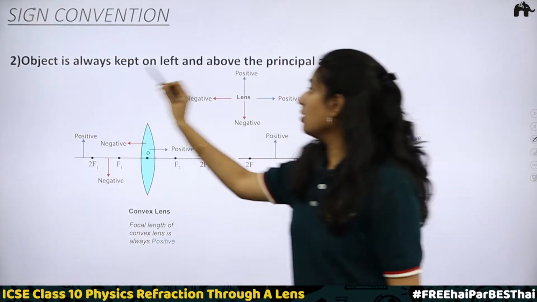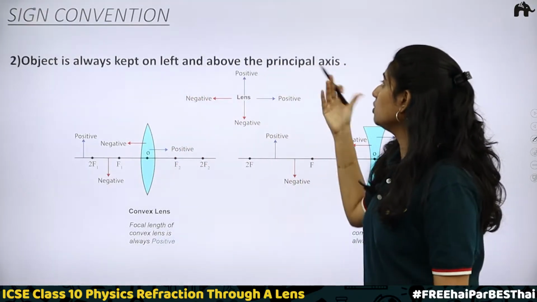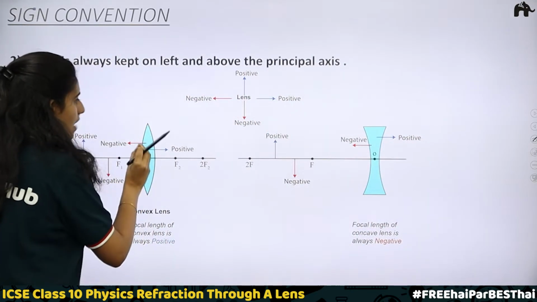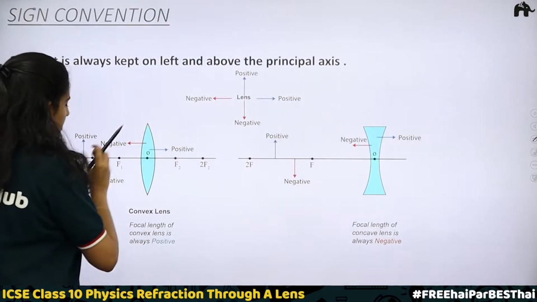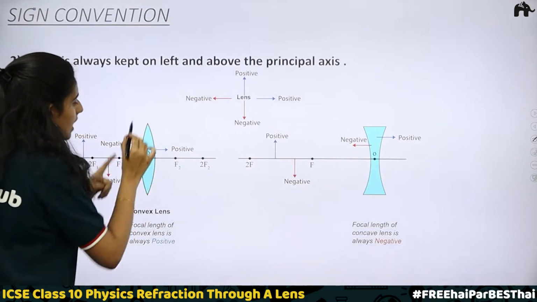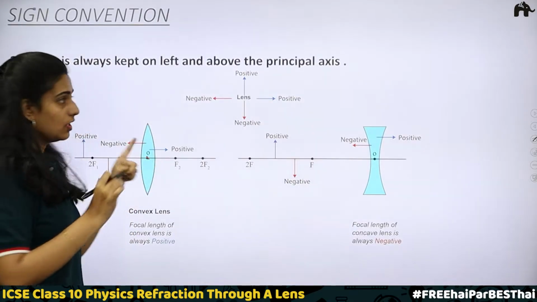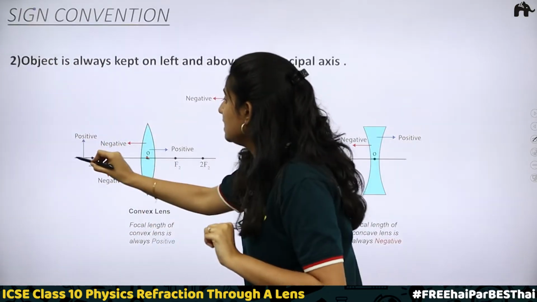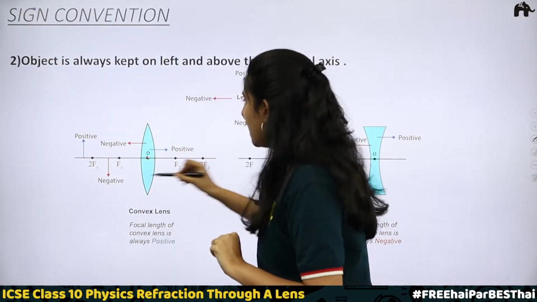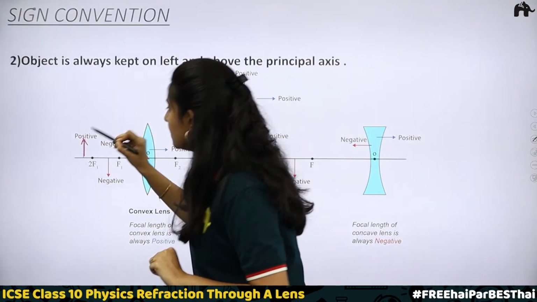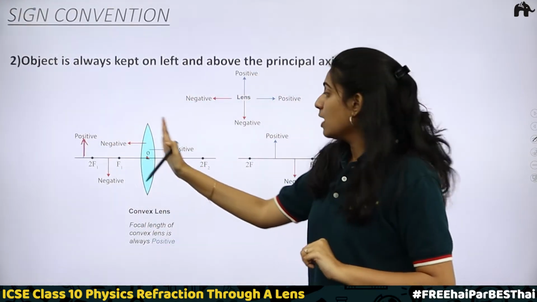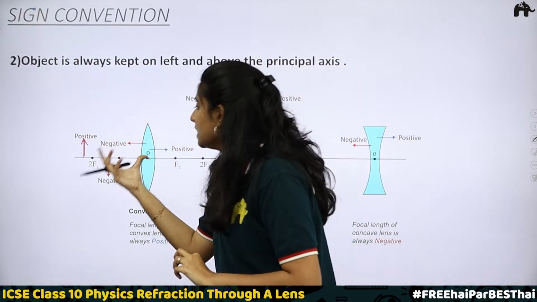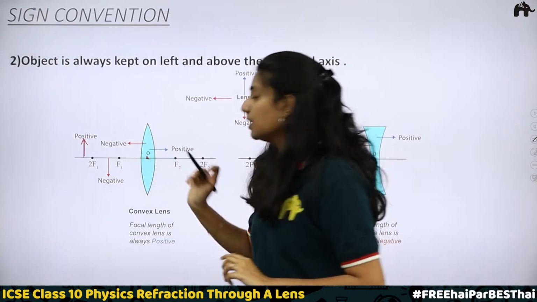Now, the second point is that the object is always kept on the left and above the principal axis. Here we have the principal axis. On the principal axis, you have the optical center, focus, centers of curvature, etc. When you place an object, it should always be placed above the principal axis. Here you have the object. The object is always placed above the principal axis, with respect to the optical center. So to state the distance of the object, we have to measure it from the origin.